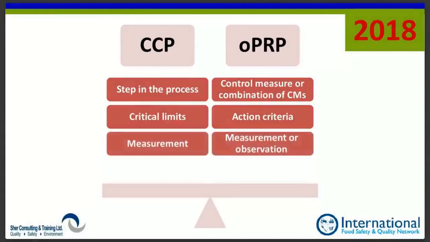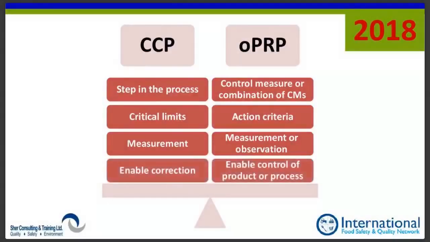For CCPs, we use measurement only. OPRP can be either measurement or observation. So anything that's observation is not a CCP anymore. And finally, with CCP, it says that the CCP will enable correction, and what an OPRP says is it enables control of the product or process. Now, this is a really important difference between them, and one of the ones I don't like, but we have to learn to live with.